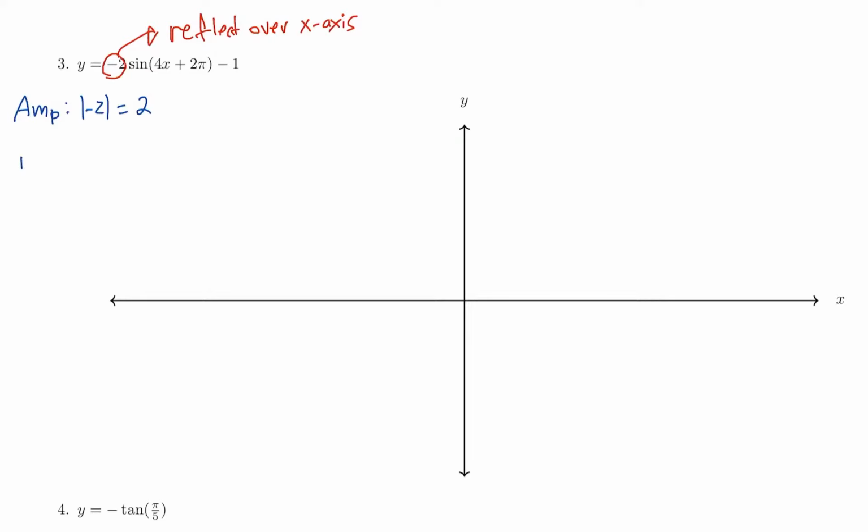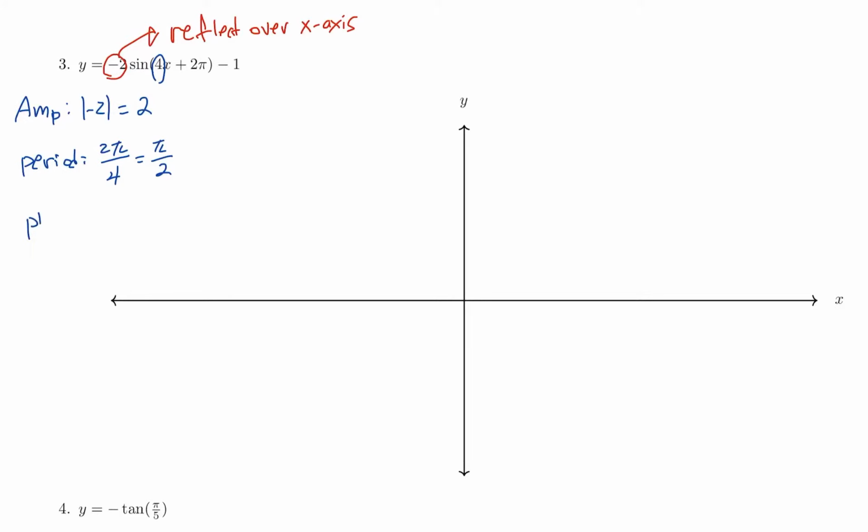What is the period? The period will be 2 pi divided by this number right here, which is 4, so it is pi over 2. So the period got a lot smaller, right? Usually the regular sine function period is 2 pi, and now this is pi over 2.